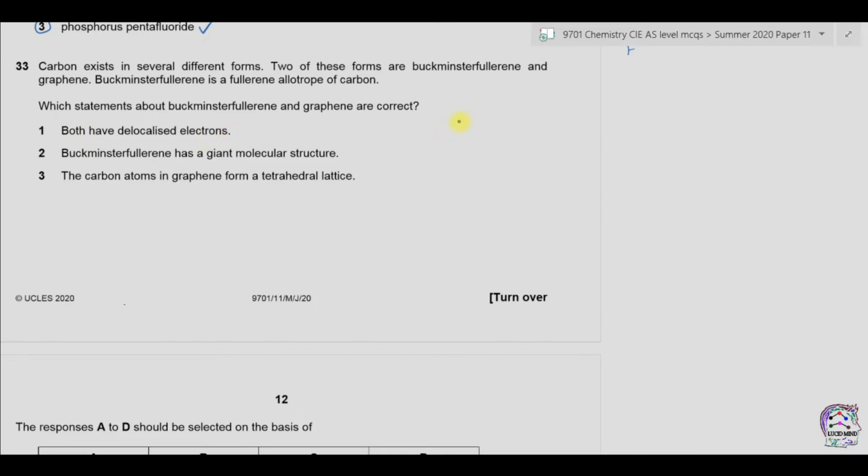Now in Buckminster fullerene and graphene, carbon makes 3 bonds. And the 4th bond is a pi bond. And because of the presence of that pi bond, the electrons are actually delocalized.